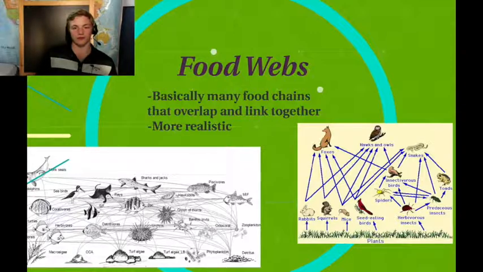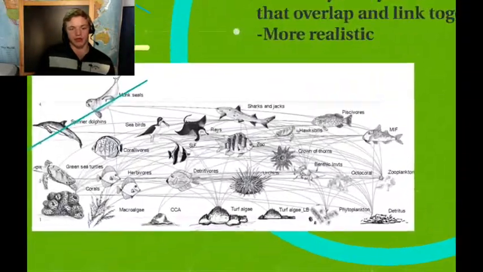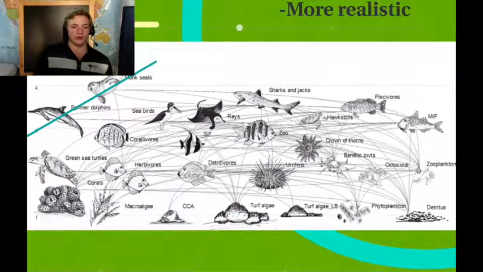Here we are looking at food webs. Basically, these are food chains that are overlapped or linked together with other food chains. This is more realistic in nature than a basic food chain. Here we have an ocean food web. We see it's very complex, with many different relationships between all of the different organisms in here.